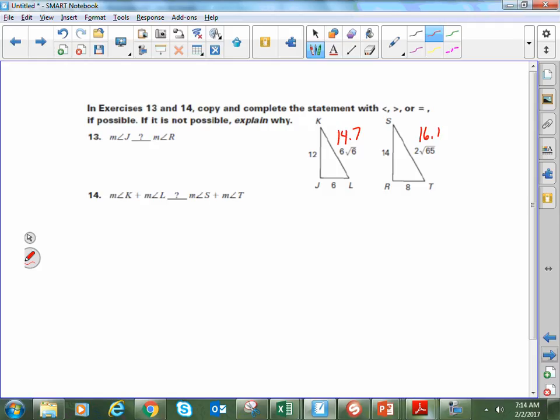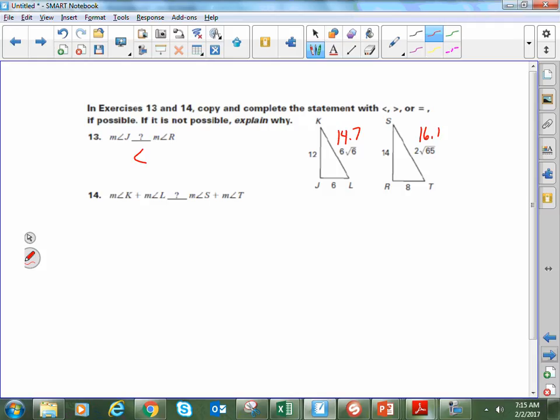Well, angle J and angle R both sit where clearly the biggest angle has to be because they're opposite of clearly the biggest side. But at this point we don't know, are they equal to each other, less than or greater than? Well, because 14.7 is less than 16.1, that means that angle J must be less than angle R. So I would just simply say that. And I would look at the same thing for whatever K plus L would be and whatever S plus T would be. We don't need to know the actual angle measurements there.